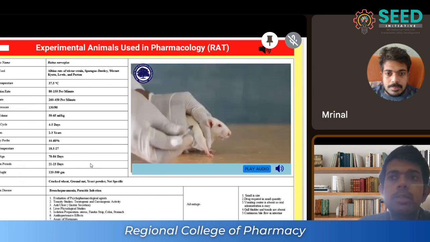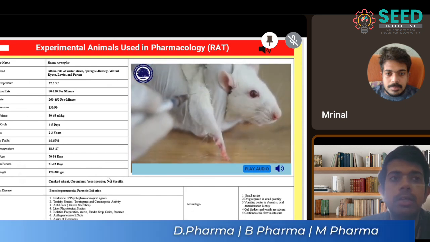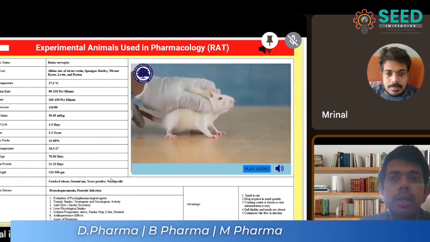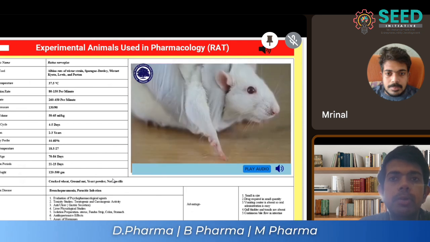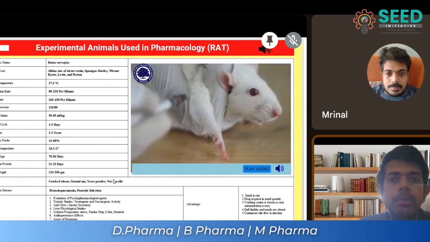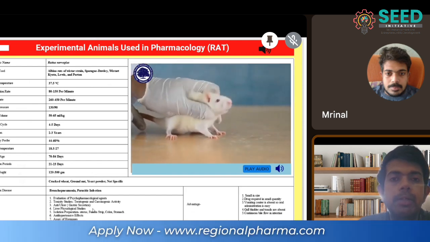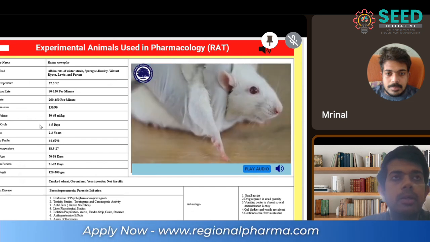Which experiments is this used for? It is used for evaluation of psychopharmaceutical agents, toxicity studies like teratogenic and carcinogenic activity, anti-ulcer activity, liver physiological studies, isolated preparation of fundus strip, uterus, colon, and stomach, antihypertensive effects, and the bioassay of hormones like oxytocin and insulin.